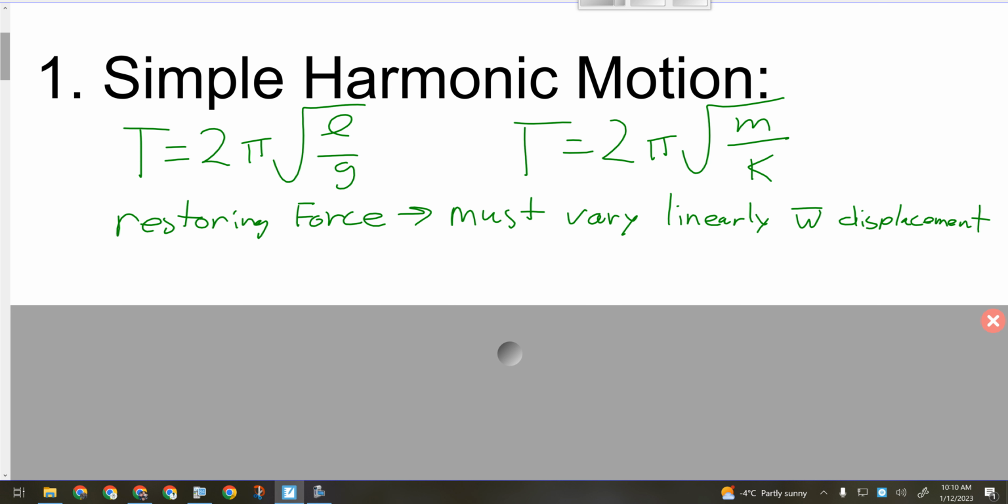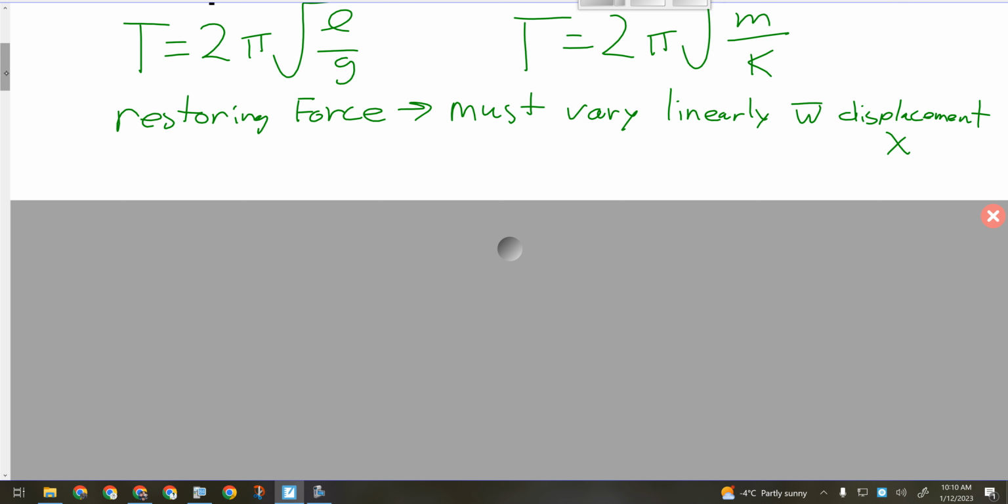And what symbol do we use for displacement in this unit? X, yeah. We use x for that. That's what you've got to know about the principles of simple harmonic motion. The problems that would require solving would be either a mass on a spring or a pendulum or both. Now, this part about the restoring force varying linearly with displacement was the discovery of whom?